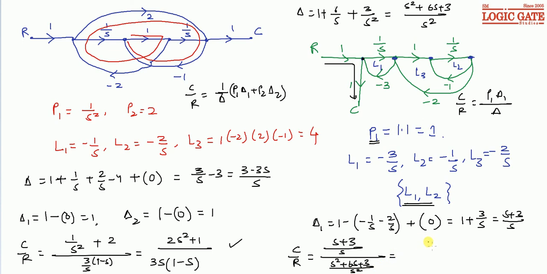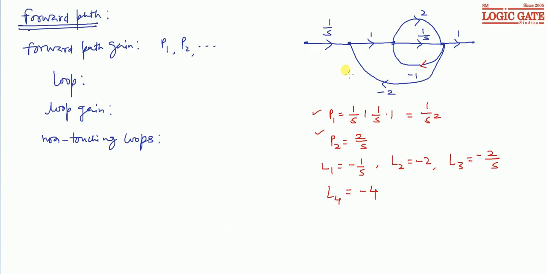So this will be (s plus 3) into s divided by s square plus 6s plus 3. So this is the closed loop transfer function for this signal flow graph using Mason's gain formula. Now let's see the next example. For this signal flow graph, this is R, here we have C, and C by R is 1 by del, and here we have two forward paths, so P1 del 1 plus P2 del 2.